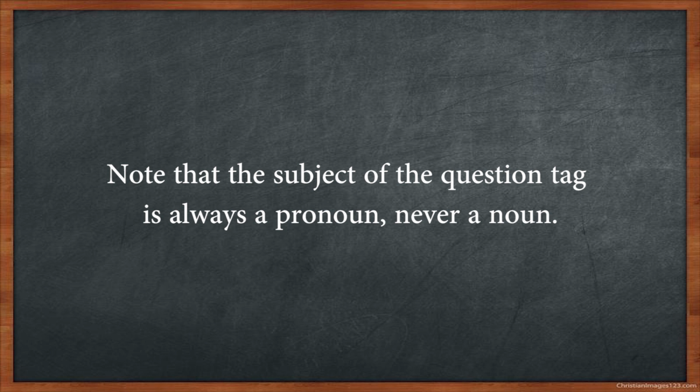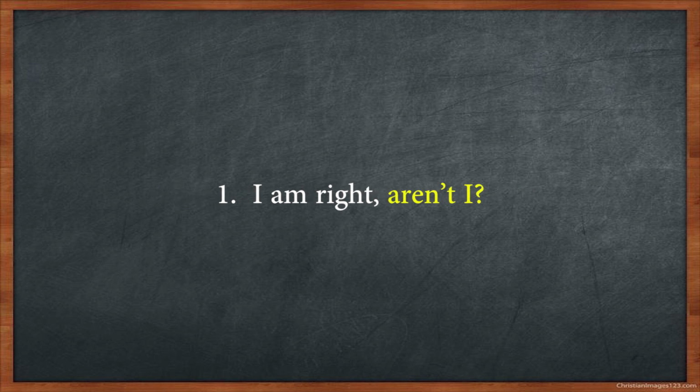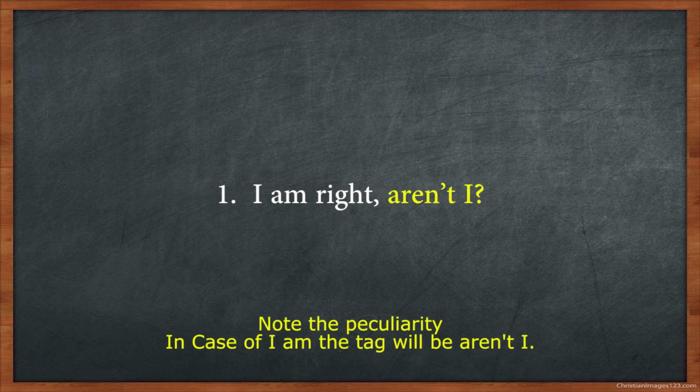We'll see some more examples so that you will understand this concept well. And just note these peculiarities. Now these are some question tags where you will have to note the peculiarity. Just see. First one. I am right, aren't I? What is the peculiarity? In case of I am, the tag will be aren't I.